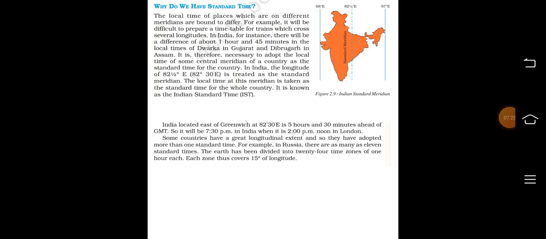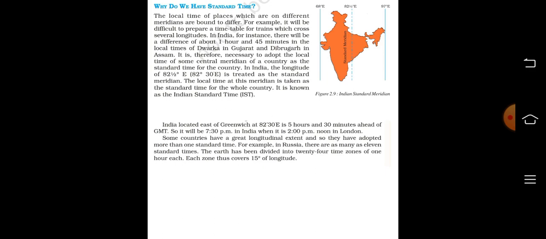Standard time. The local time of places which are on different meridians are bound to differ. For example, it will be difficult to prepare a timetable for trains which cross several longitudes. In India, for instance, there will be a difference of about 1 hour and 45 minutes in the local times of Dwarka in Gujarat and Dibrugarh in Assam.